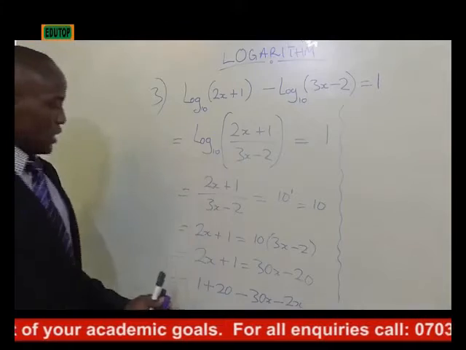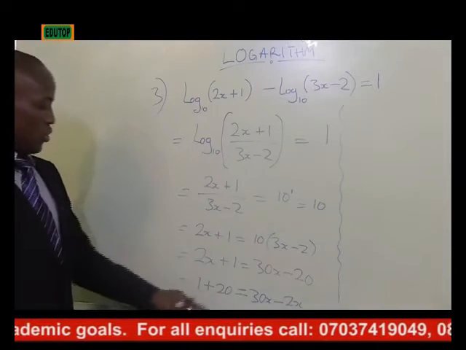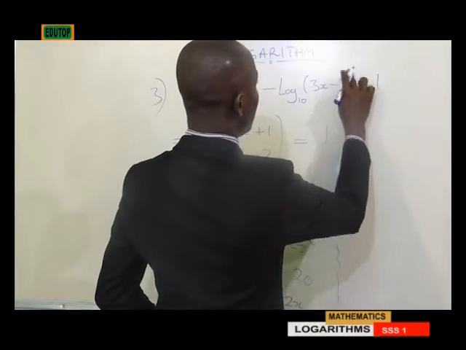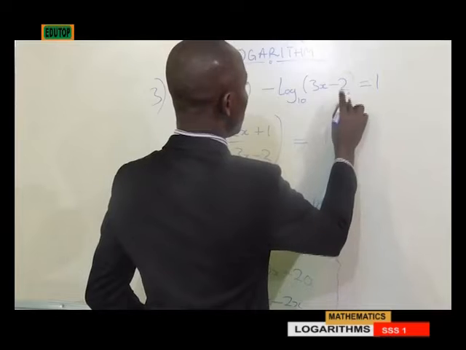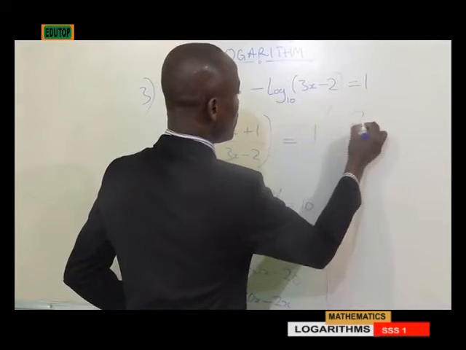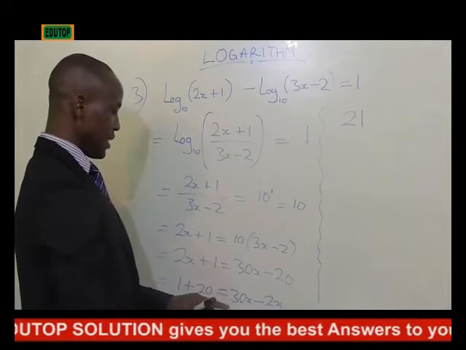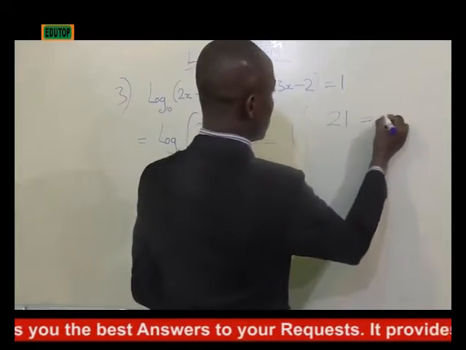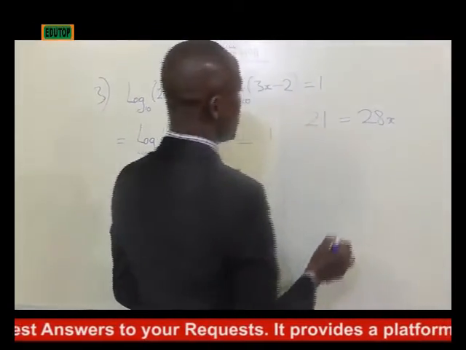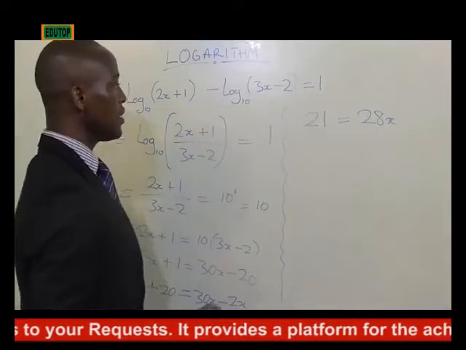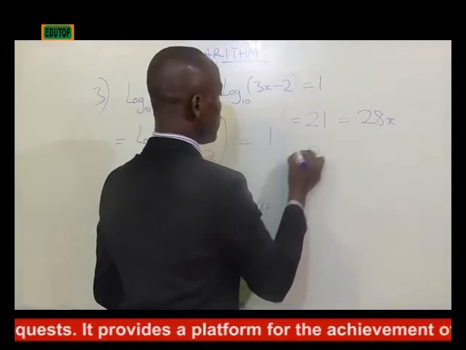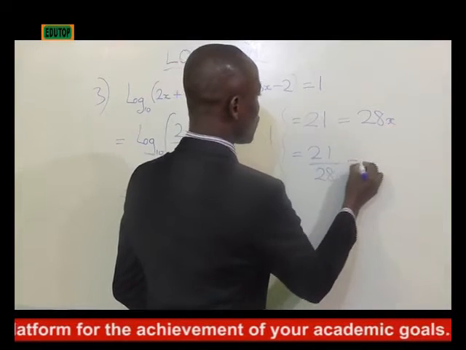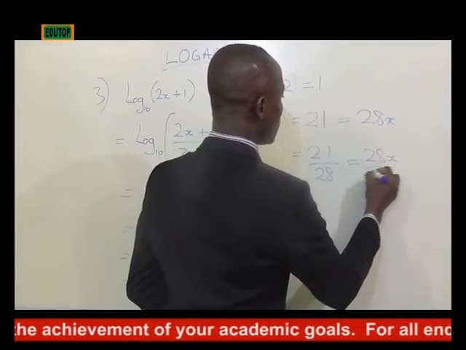What we are going to do, we'll just add this. 1 plus 20 will give us 21. Then on the right hand side, 30x minus 2x will give us 28x. Dividing both sides by 28, we'll be having 21 all over 28 is equal to 28x all over 28.